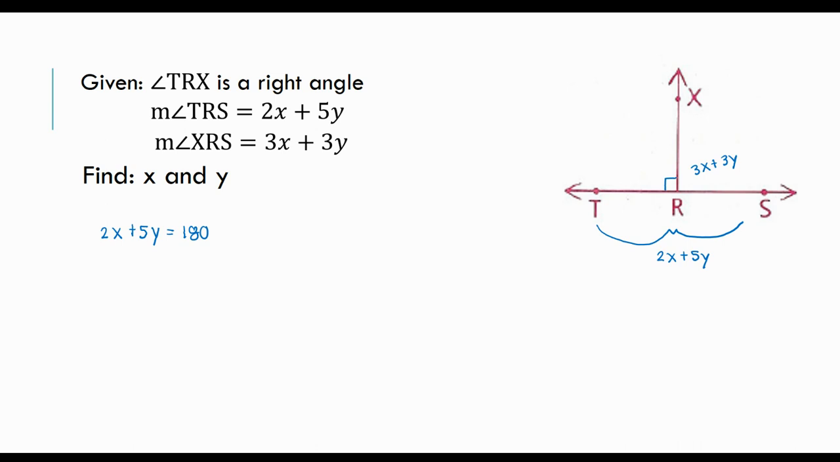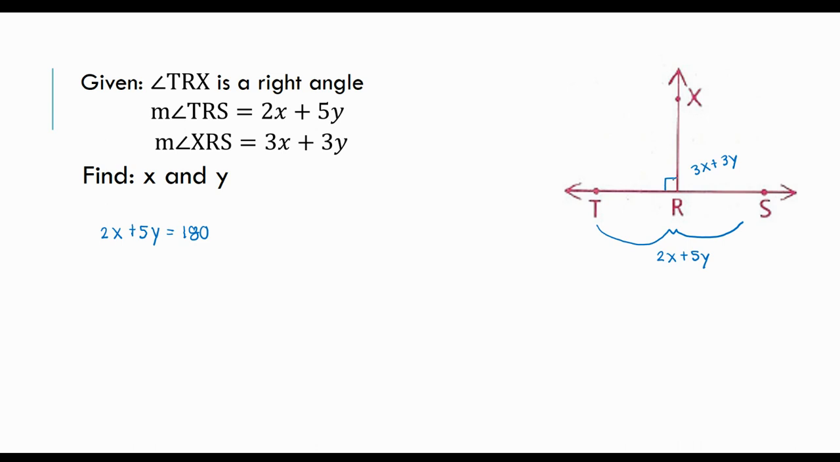Now, unfortunately, we can't then solve for x or y because we have two variables in the same equation. So this means that we have to set up a system of equations. We need one more equation with the x's and the y's. The only other expression we have is this 3x plus 3y. We can't assume any type of angle.